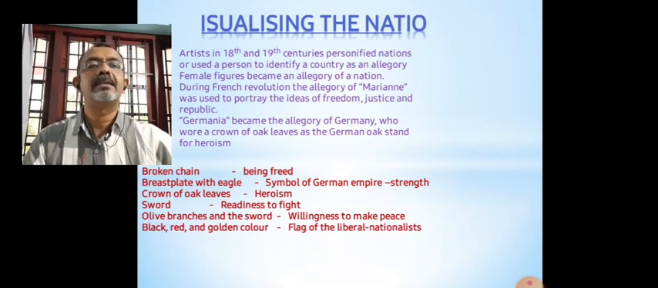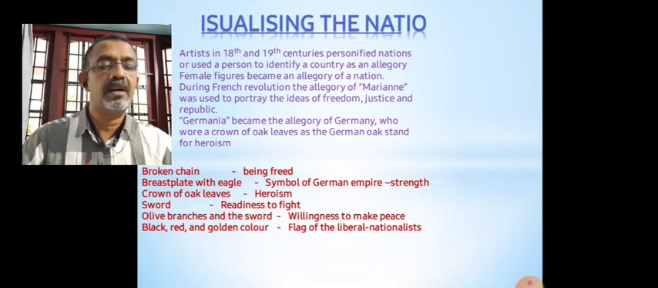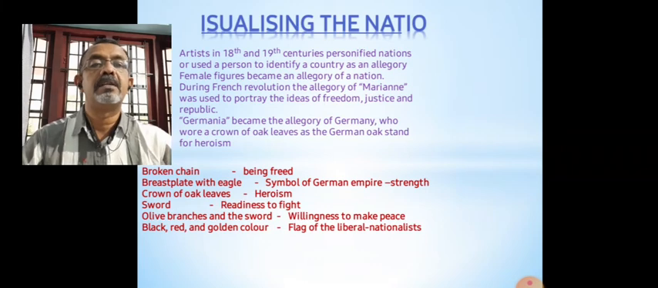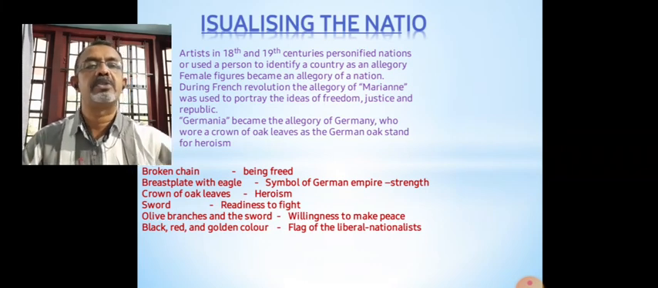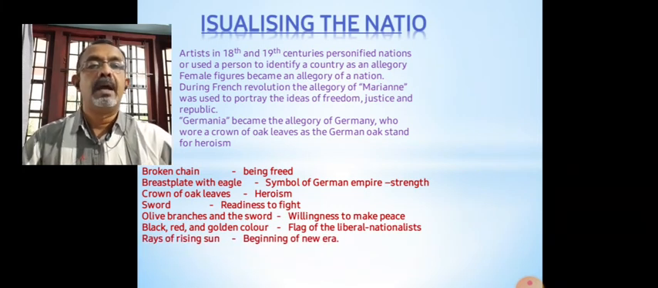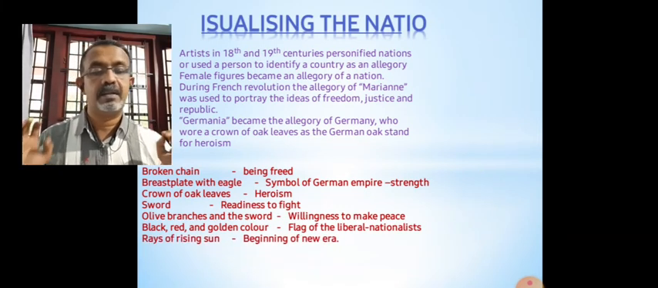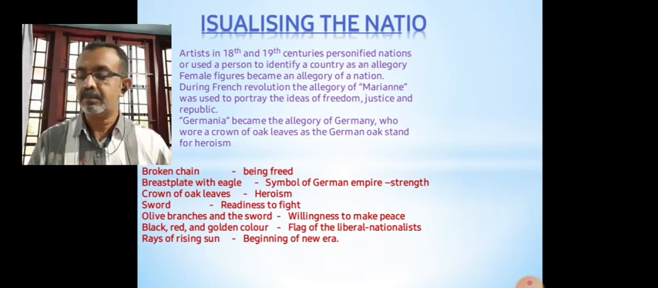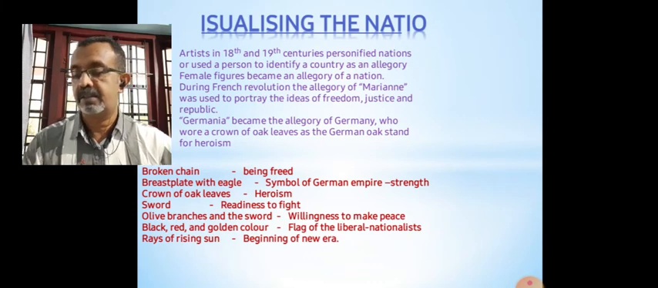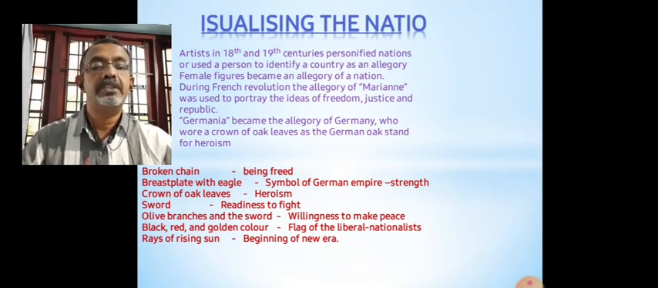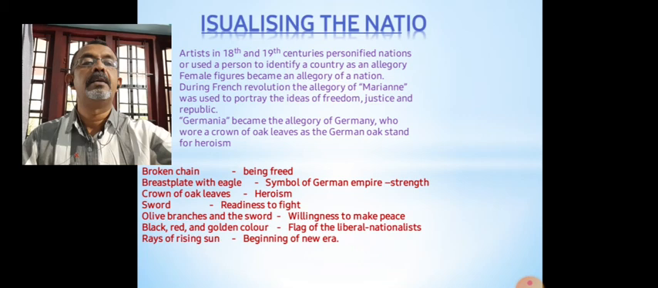Next one is the black, red, and golden color flag. That is the flag of Germany. The flag of the liberal nationalists of Germany was black, red, and golden, and even now the German flag uses the same colors. And the rays of sun from behind are pictured. That shows the beginning of a new era. The old era of monarchy is gone, and it is a new era. Those are the main visual symbols used in the allegory of Germania.